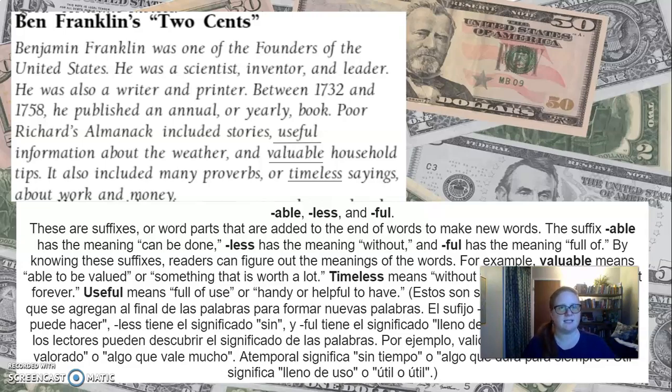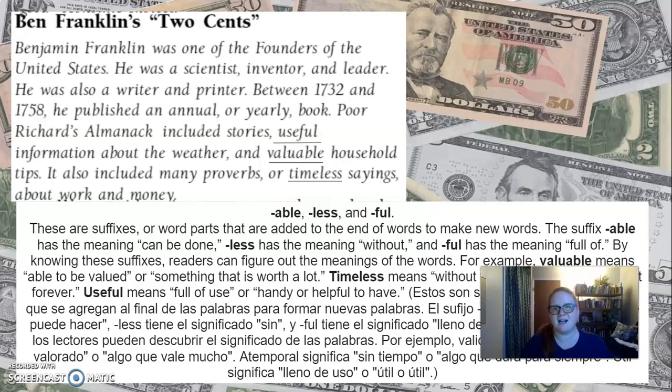So let me read this paragraph. It's the first paragraph of Ben Franklin's 2 Cents. Benjamin Franklin was one of the founders of the United States. He was a scientist, inventor, and leader. Now, we do have some of those here. For instance, founder, someone who founds, inventor, someone who invents, and leader, someone who leads.